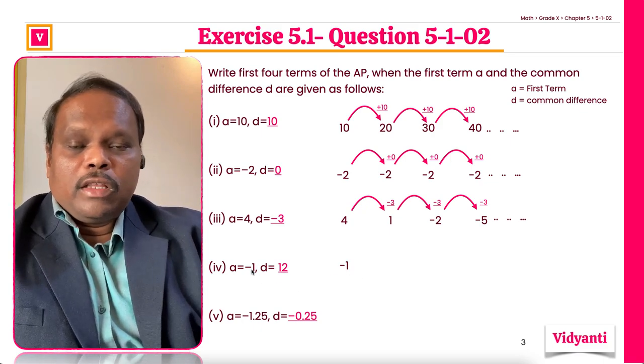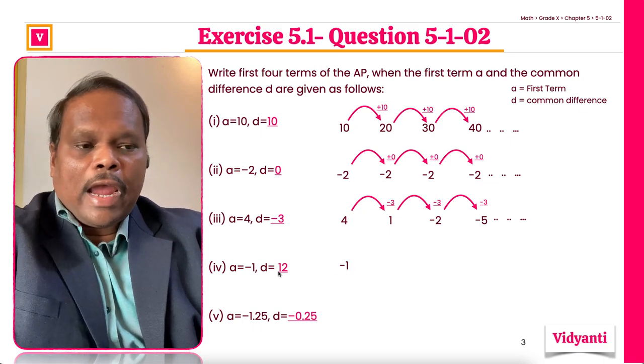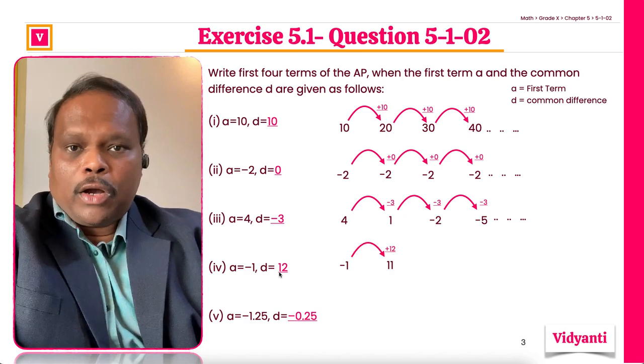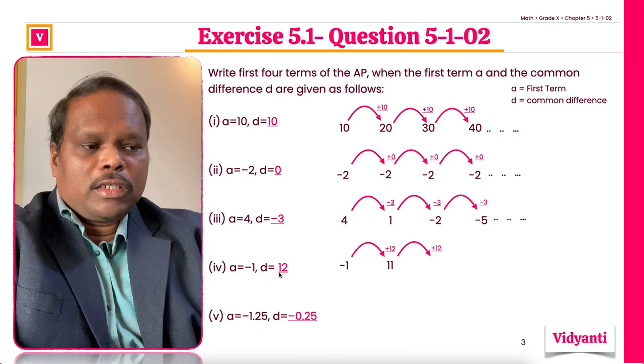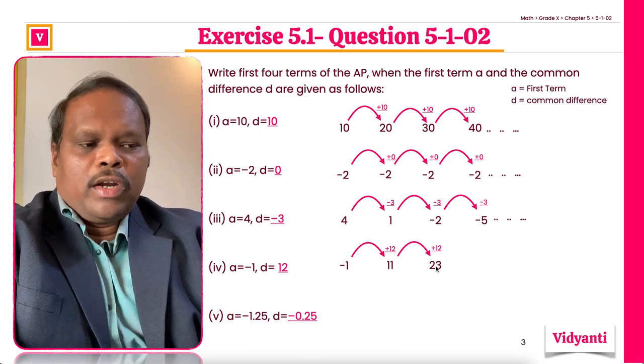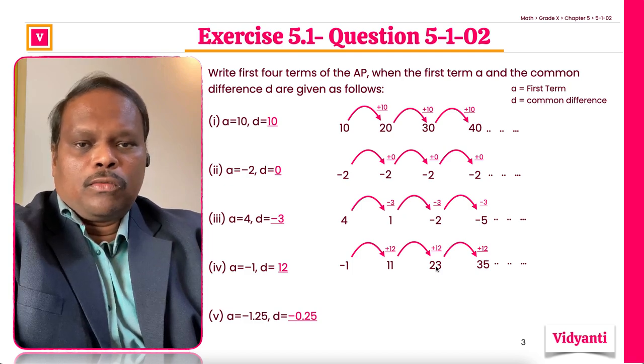Next, you start with -1, and then you add the difference, which is plus 12, so that will give you positive 11. You repeat that process, continue. 11 plus 12 will give you 23. 23 plus 12 will give you 35, and this goes on forever.